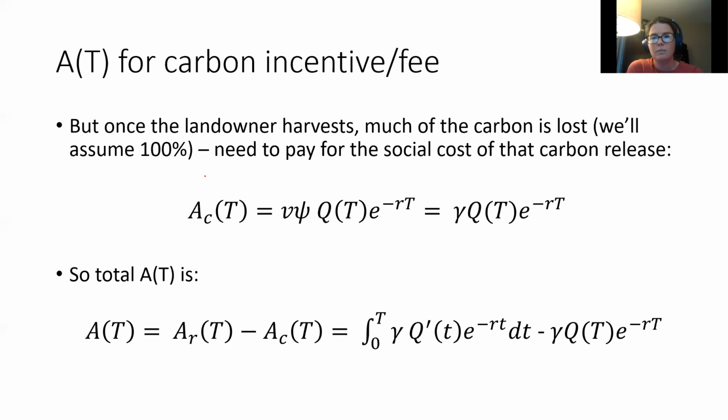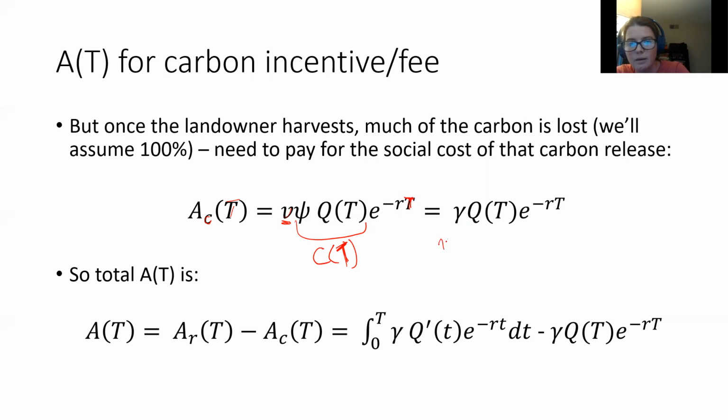So this is going to be the payment, the fee side of the policy, which I'll call A little c cap T. That's just going to equal the value of the carbon times the total amount of carbon that we lose when we harvest, which is just C at time T, the rotation length, which we defined as psi times q of T, discounted from the time that we have to pay it, which is when we harvest it.